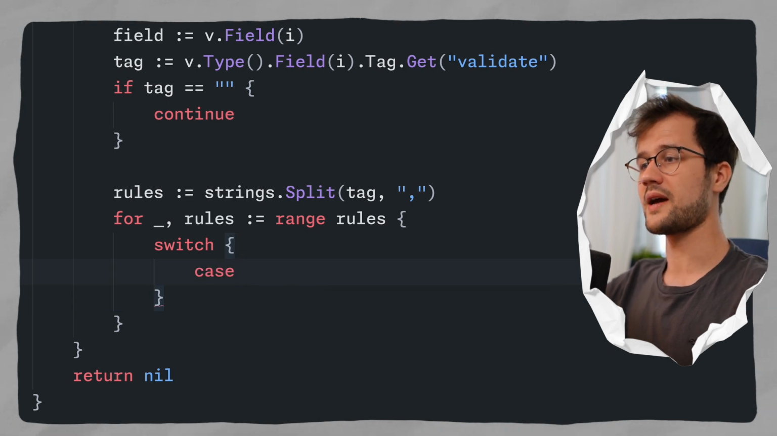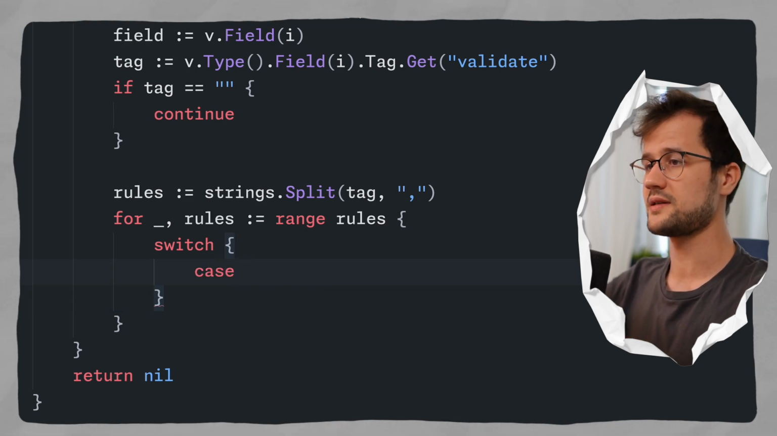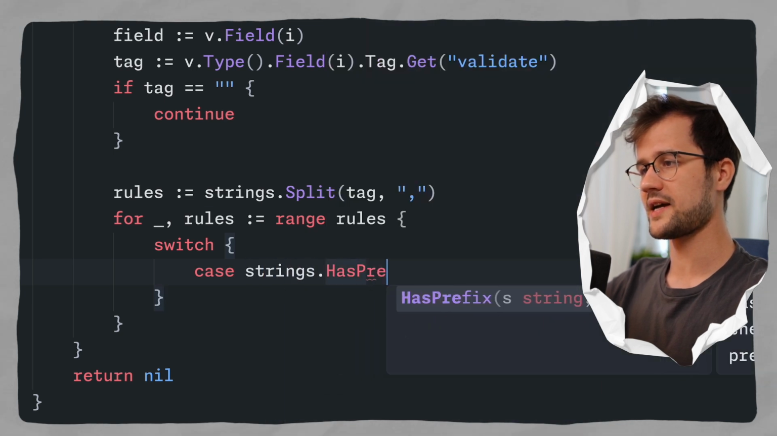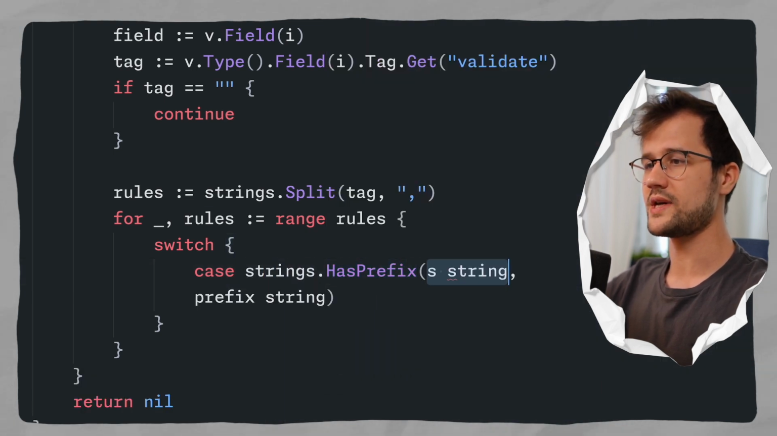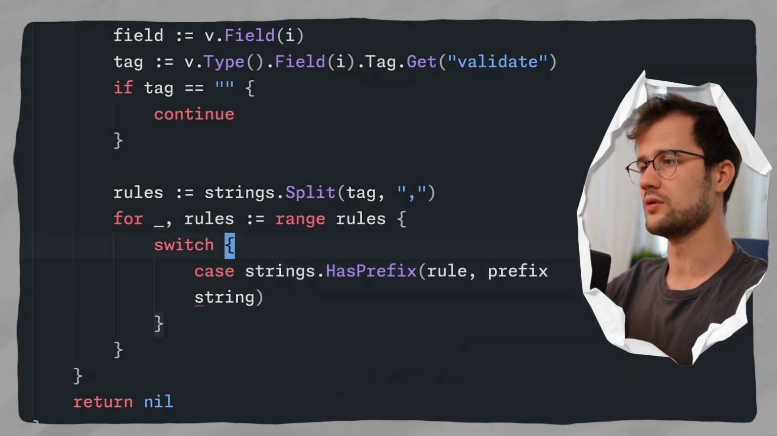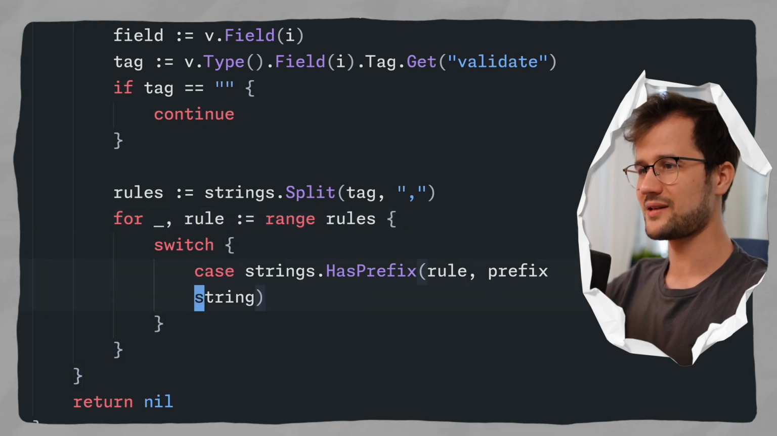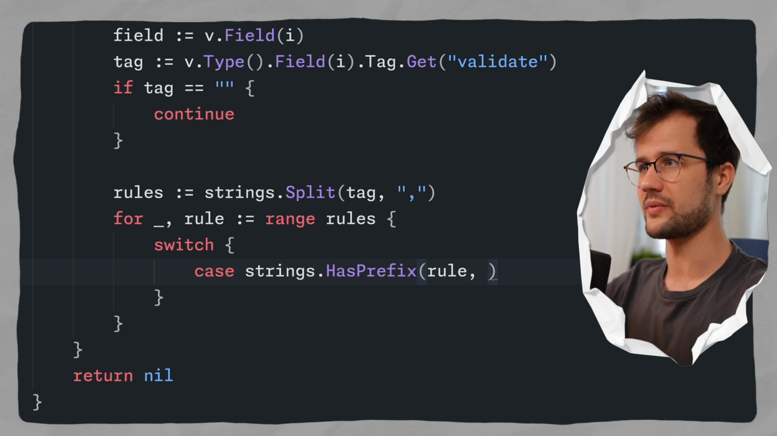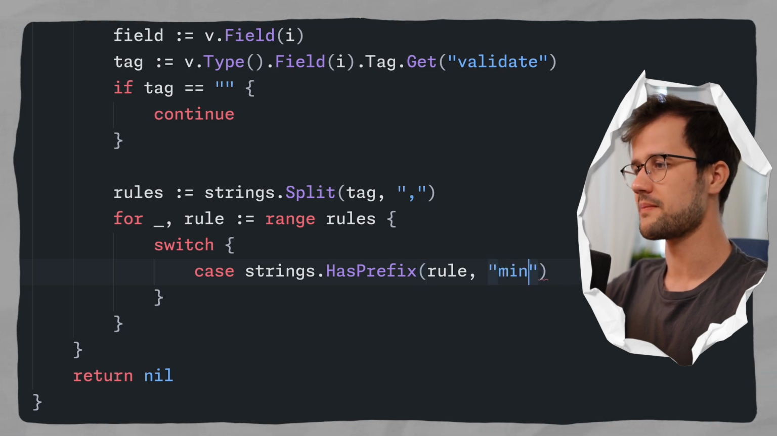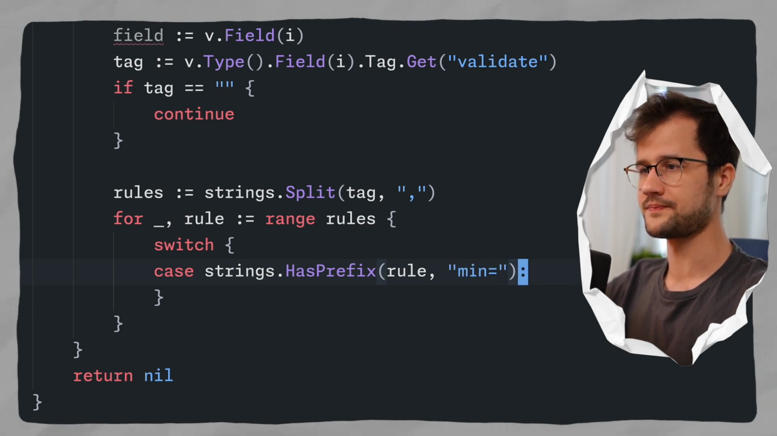So if the case is true, we just say strings.HasPrefix, and here we want to have the rule. I renamed this rules to rule, and the prefix. Now let's just implement the min. So in here we say min equals, right?